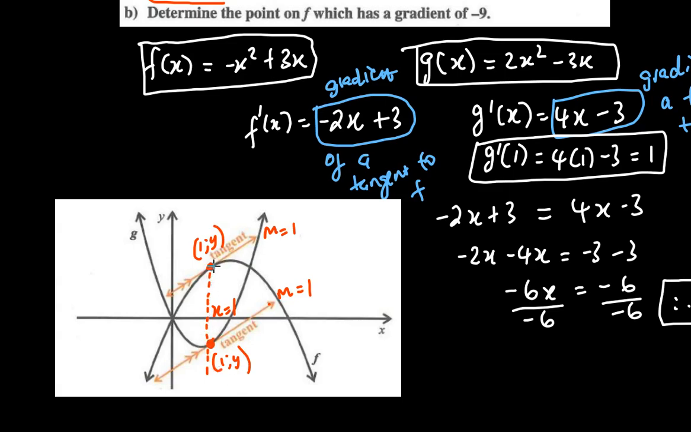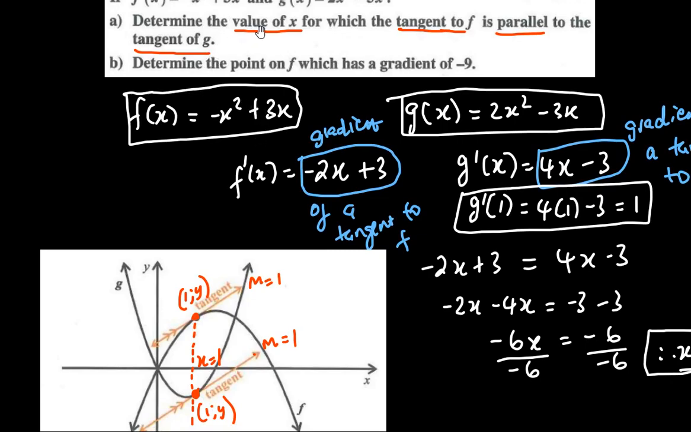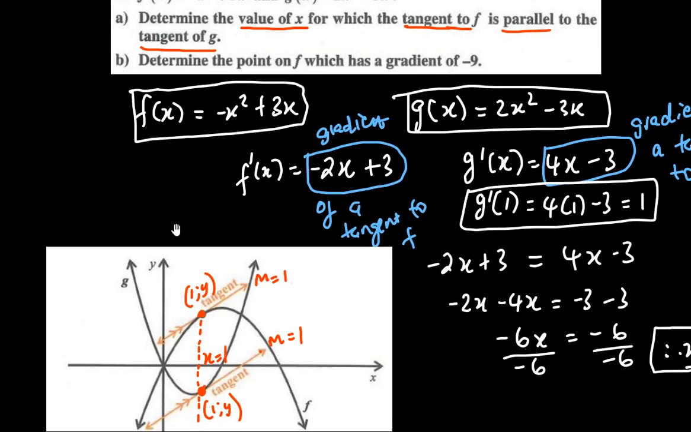At that x equals 1, both tangents have the same gradient, meaning both tangents are parallel to each other. That is what that question was asking you about: which value of x is the tangent to f parallel to the tangent of g. It is at x equals 1. The tangent to f will be parallel to the tangent of g. I hope that makes sense.